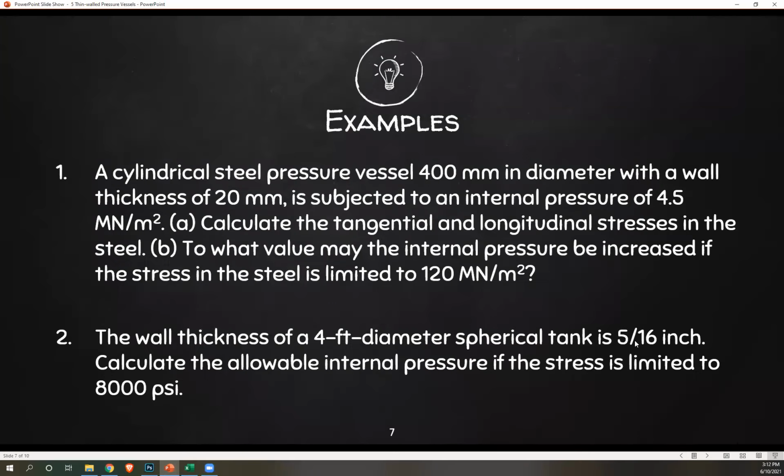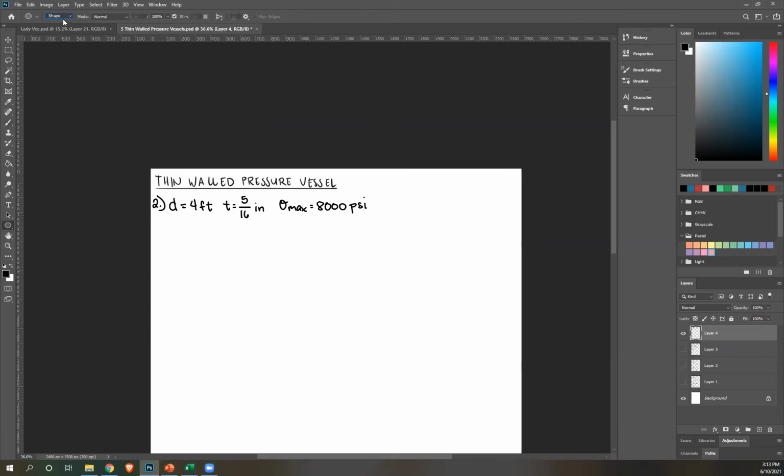And then next, calculate the allowable internal pressure, looking for P. Stress is limited to 8,000 psi, so sigma max, sigma allowable, 8,000 psi. And again, psi is just pounds per square inch. That's an easy way to solve for this if you already remember what I said in the previous meeting. But in case you don't remember, I'm going to show you how to solve for it by deriving.